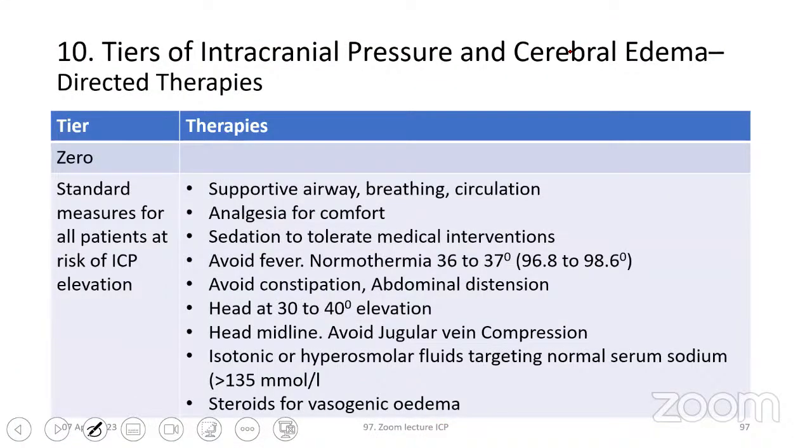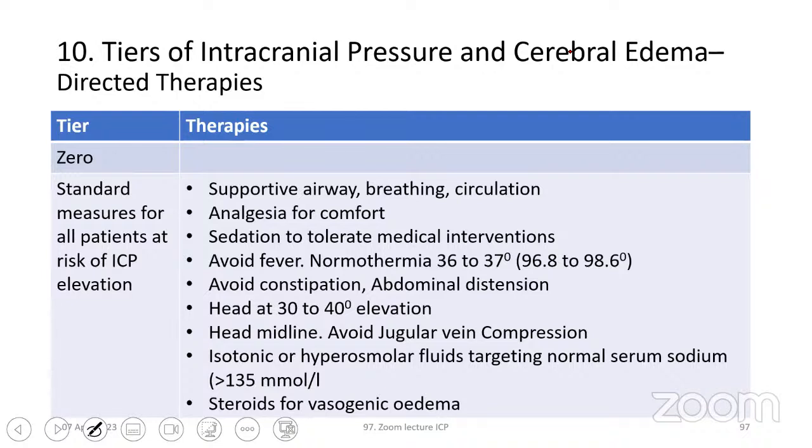What happens in tier 0? The standard measures for all patients at risk of ICP elevation: supportive airway, breathing, circulation, analgesia for comfort, sedation to tolerate mechanical ventilation, avoid fever, keep the temperature normal, avoid constipation and abdominal distension, head up 30 to 40 degrees elevation, head in the midline, avoid jugular vein compression, isotonic or hyperosmolar fluids targeting normal serum sodium, steroids for vasogenic edema. These are the general principles.